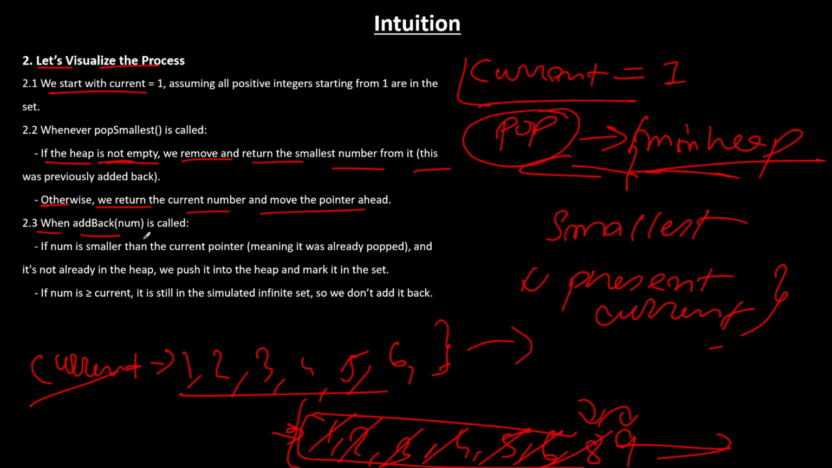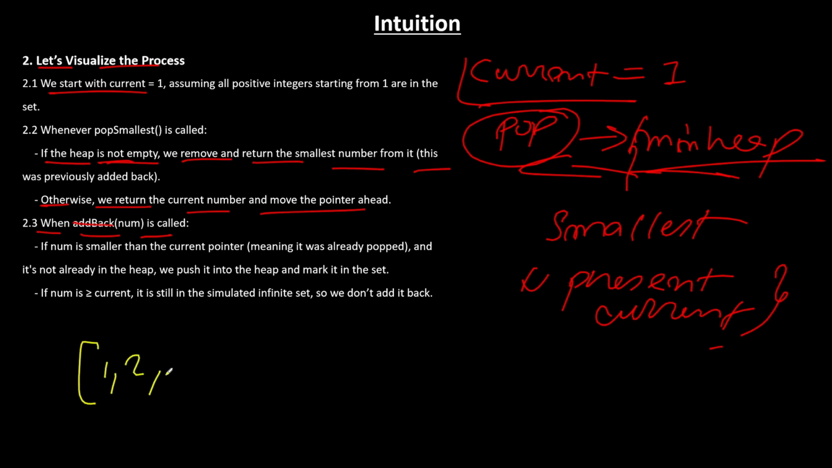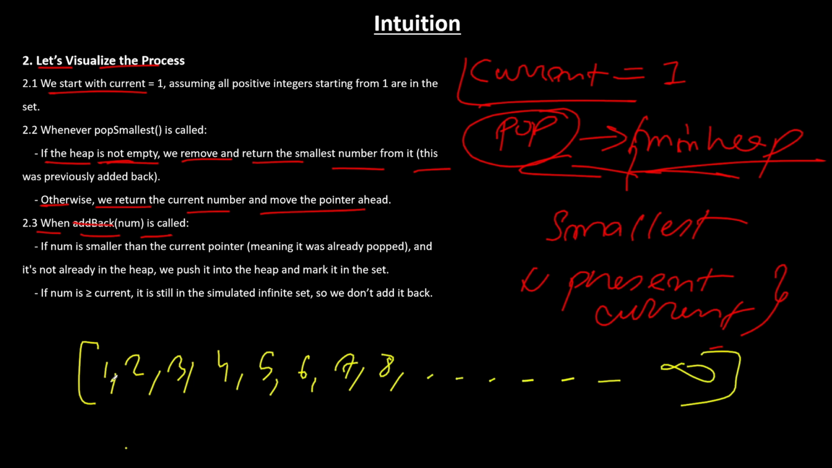Okay. Now when we add back a number, or when the add back function is called, what happens? This is the important thing. Let me explain this to you. Suppose this is the infinite set given to us: 4, 5, 6, 7, 8, and so on. Now, if you remember the example we discussed earlier in the input and output, if I ask you to add 3, according to our question, we cannot add it, because we already have 3 in our infinite set. So we do nothing and just move ahead.